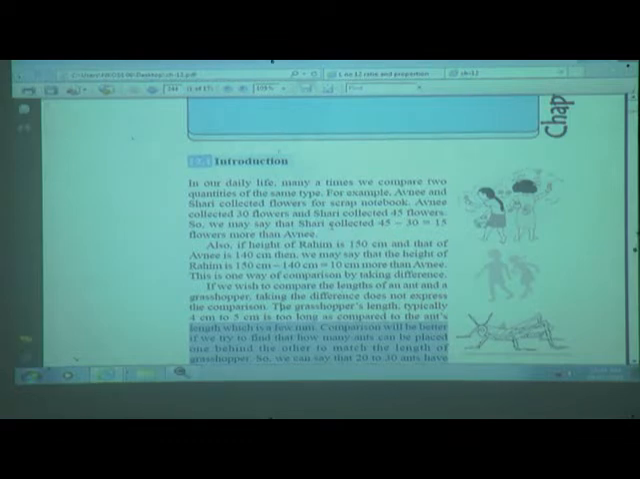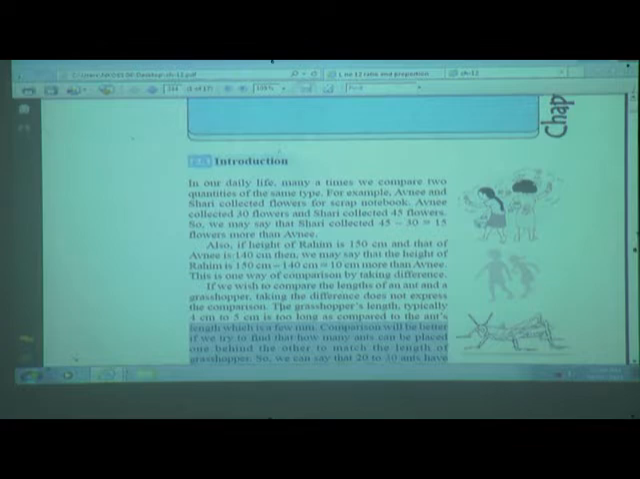So for comparing these two quantities we have done the subtraction here. We have found out the difference between the two numbers. So the difference is 15. So we can say that Shari collected 15 flowers more than Avni. Let us see the next example.